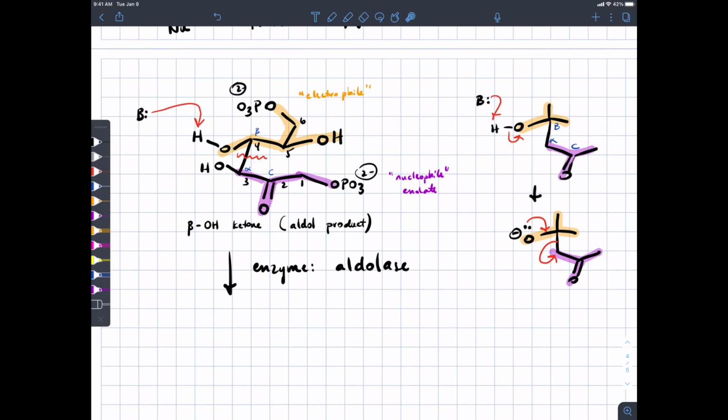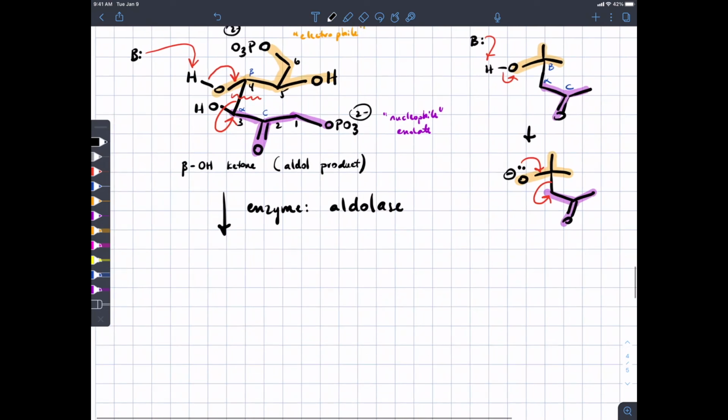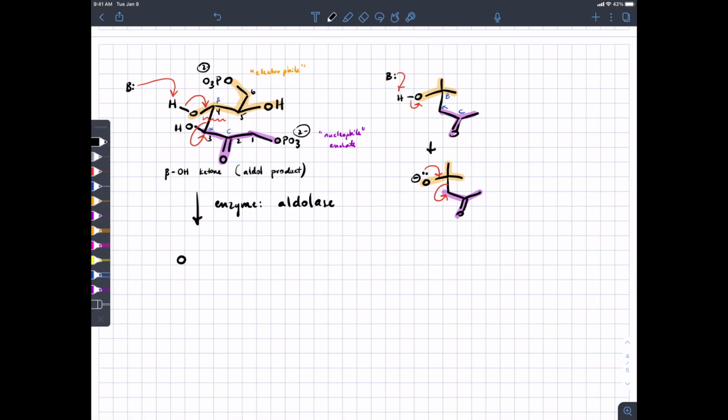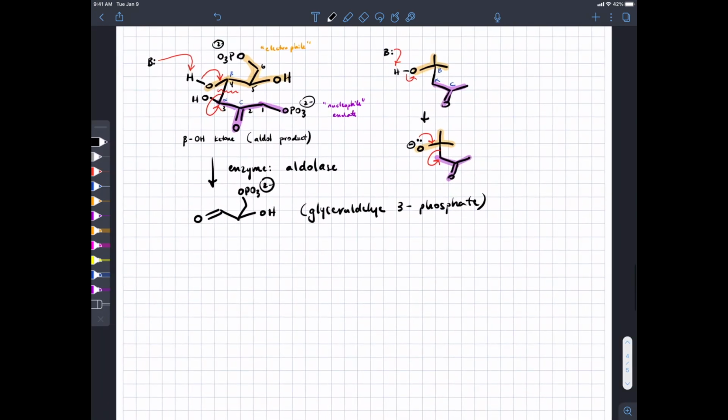Okay? So the base removes the proton. Electrons, instead of drawing the tetrahedral intermediate, we're going to have those electrons kick down directly and break the carbon-carbon bond to make the enolate. All right, so doing that would give us the following aldehyde. By the way, this is called glyceraldehyde 3-phosphate. Some of you may have heard of that before in a cell bio or MM bio class.